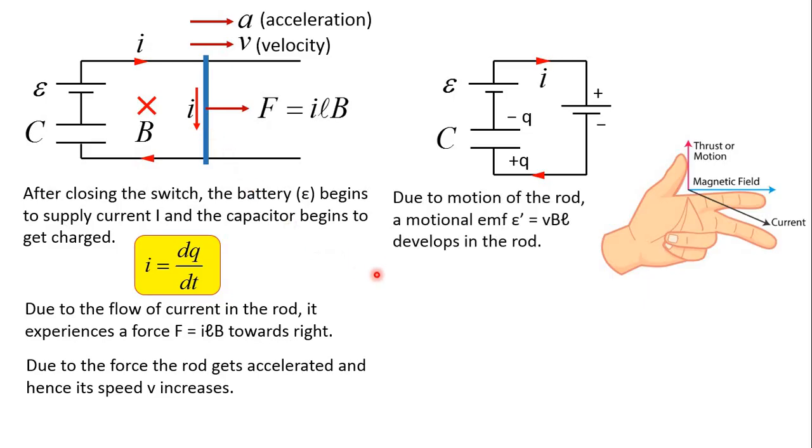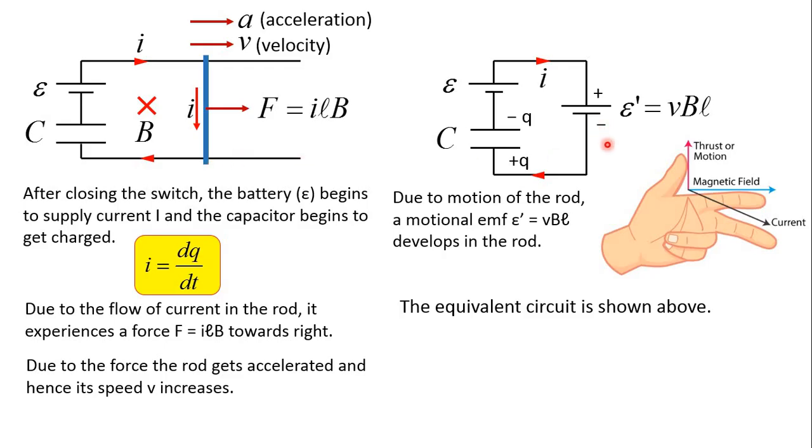Now comes the electromagnetic induction. Due to the motion of the rod, a motional EMF E dash equal to VBL will develop in the rod. So we can replace the moving rod with a battery whose EMF is equal to VBL, the motional EMF developed due to the motion of the rod. And the polarity of the rod can be seen to be like this: upper end will be positive and lower end will be negative.